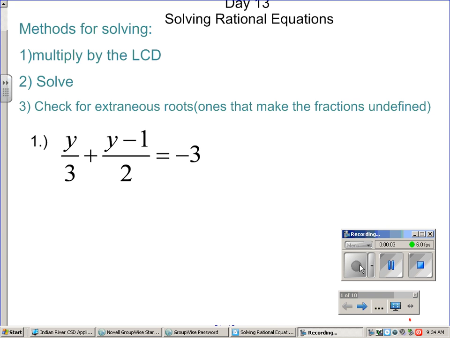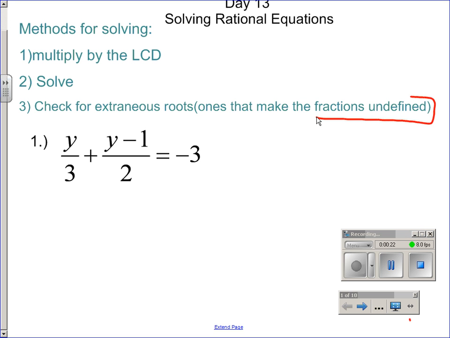Day 13, solving rational equations. I wrote out 3 steps for you to follow. Multiply by the LCD, solve, and then check for extraneous roots. You should be writing those in your notes. So let's first talk about what makes a fraction undefined.